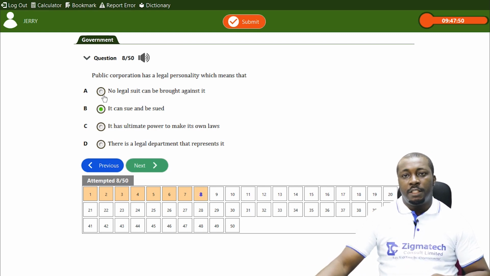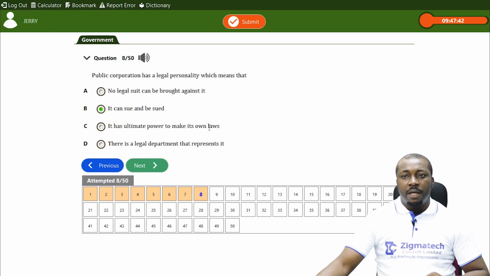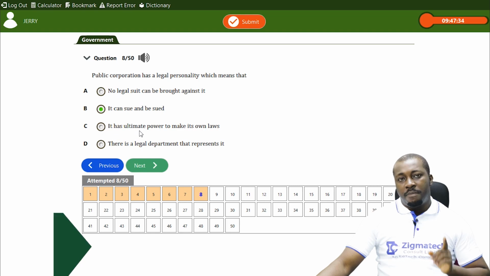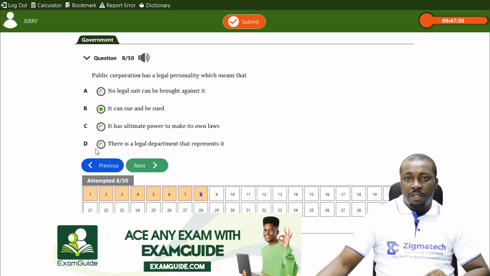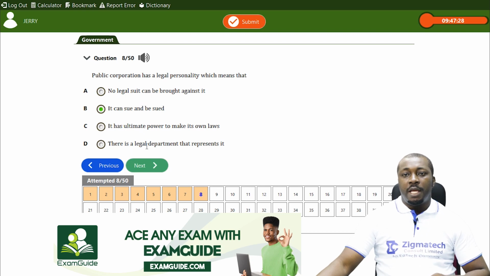We can't say it is A, which says no legal suit can be brought against it. Of course, you can bring a legal suit against a public corporation. C says it has ultimate power to make its own laws. It's not what makes it a legal entity. Remember, it operates based on the powers given to it by the act, that's the law establishing it. D, there is a legal department that represents it. It's not what it means.